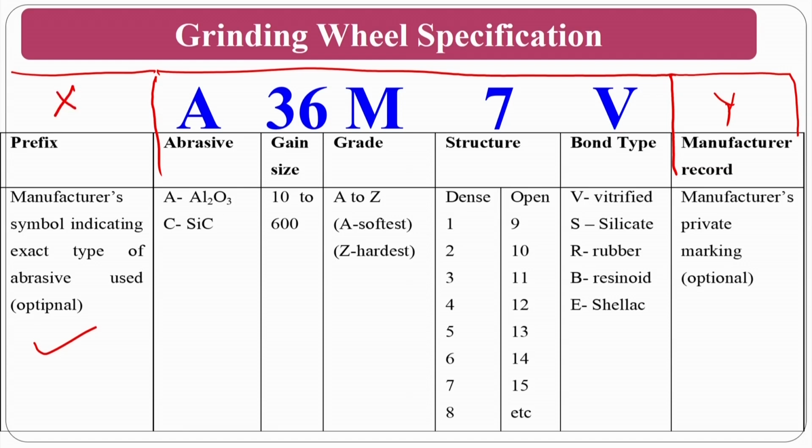This may be Y. They may say for manufacturer's private marking. Assume that they want to have the batch number. Assume that the batch number is 8. So, they may have 8. So that if there is a manufacturing defect in the complete set, they can take back the whole set of the grinding wheels to the manufacturing company.